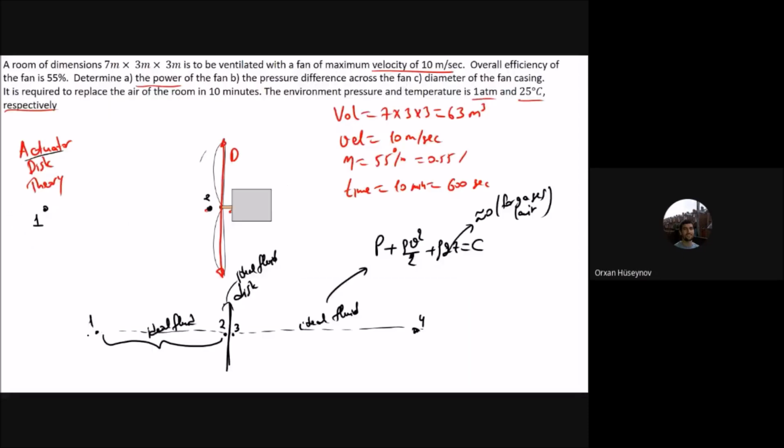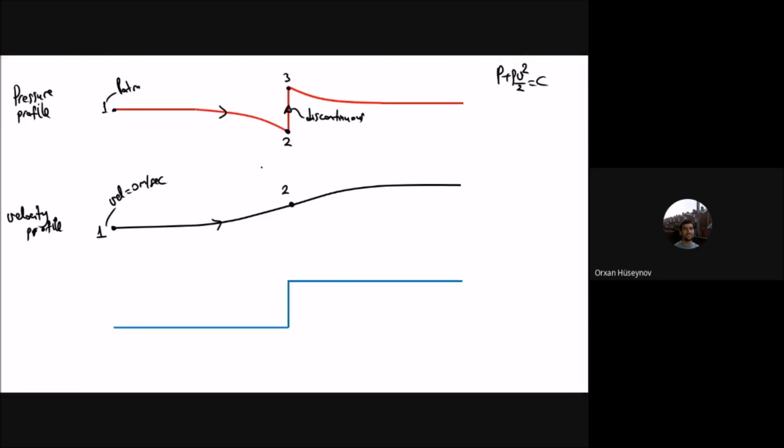This is the concept of the actuator disk theory, what it says. But the velocity is always continuous. We don't consider the velocity as discontinuous, it is always continuous. So therefore, from 2 to 3, the velocity value will be approximately here.